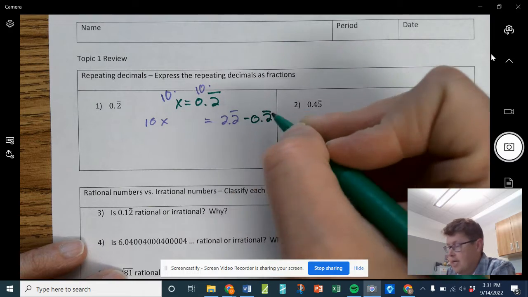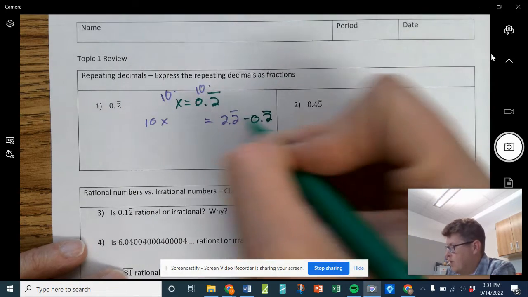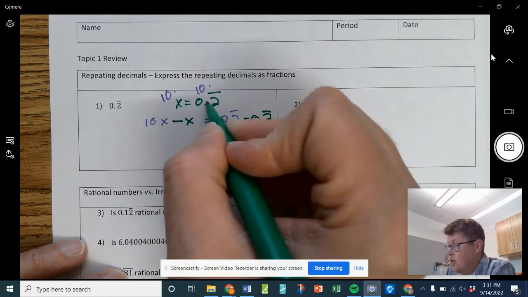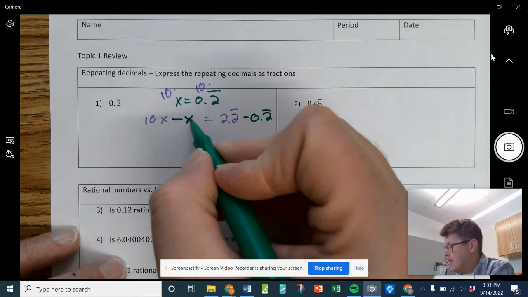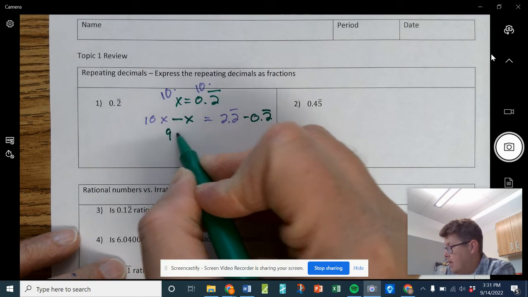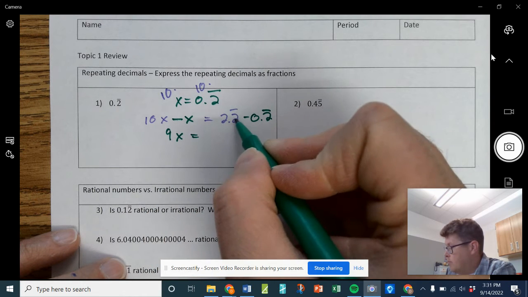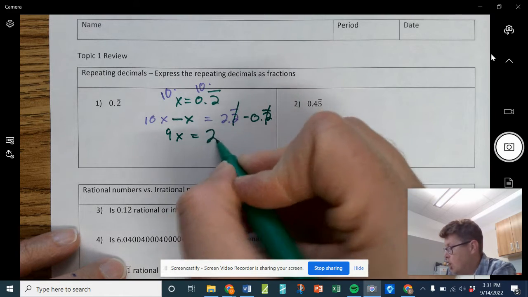Now, since I do it on the right side, I have to do it on the left side too, to make it match. But instead of subtracting from this 0.2 on the left, I'm actually going to subtract the x. I can do that since they're equal to each other. Now 10x minus x gets us to 9x, because there's an invisible 1 right there. So that's 9x. And then this 0.2 repeating here cancels out this 0.2 repeating here when we subtract. So we're left with 2.